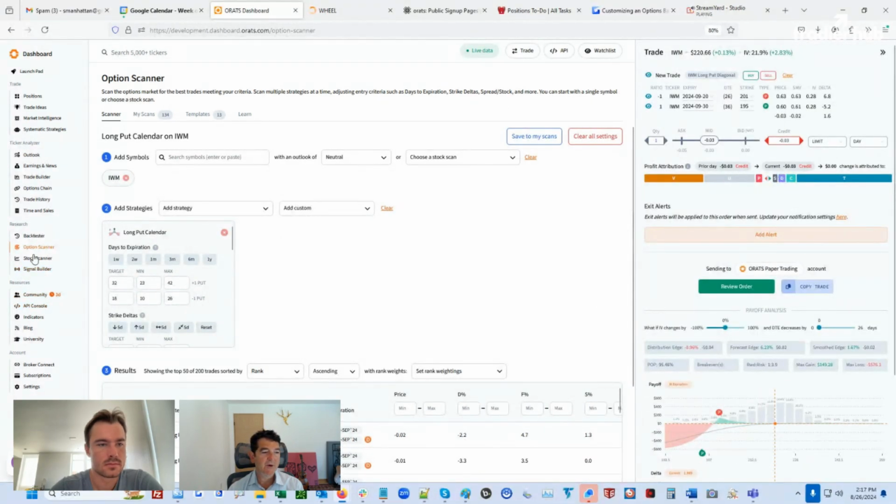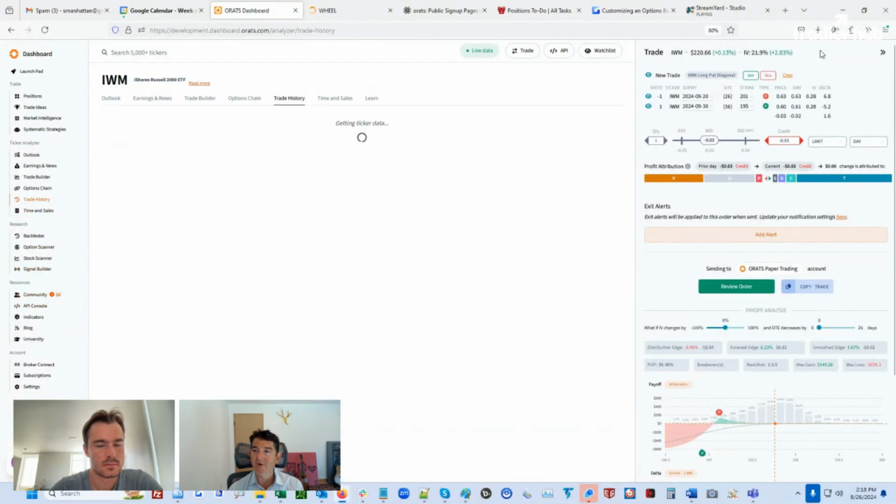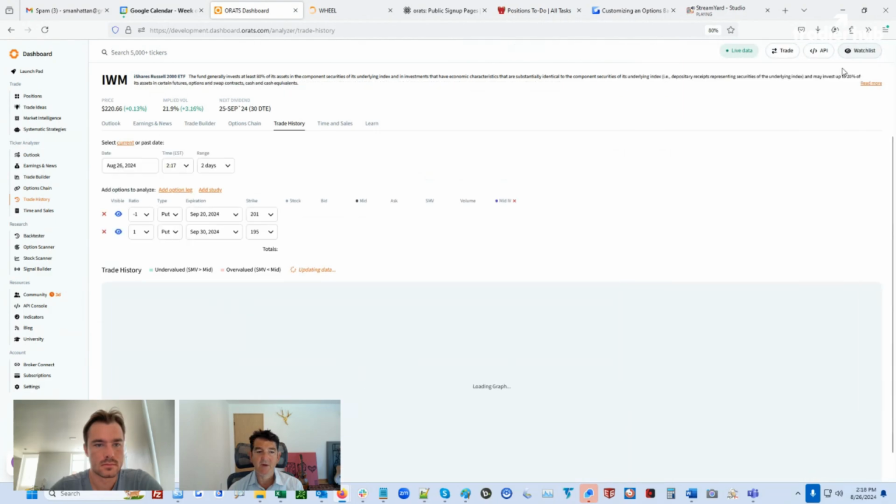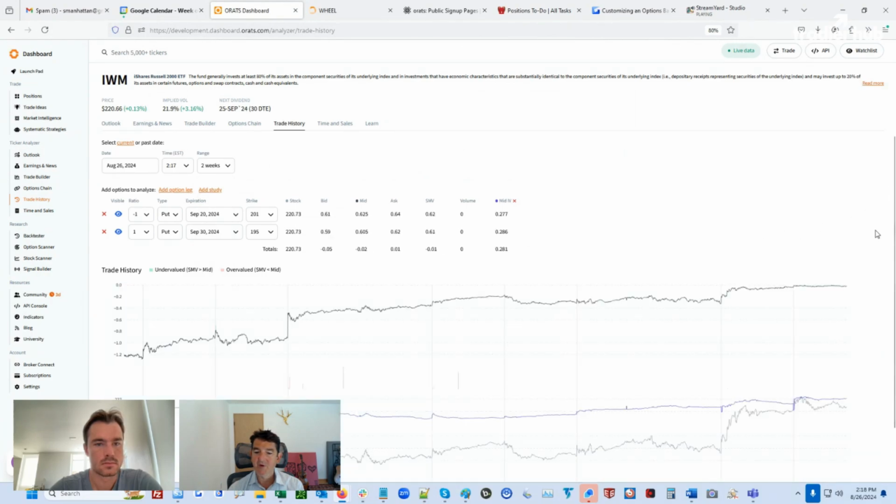So the trade history shows where it's been over various time periods. You could say 2 days, or we'll just go for 2 weeks. So the stock price is down here. The stock price has been going up in IWM, and this particular strategy has been going up as well.